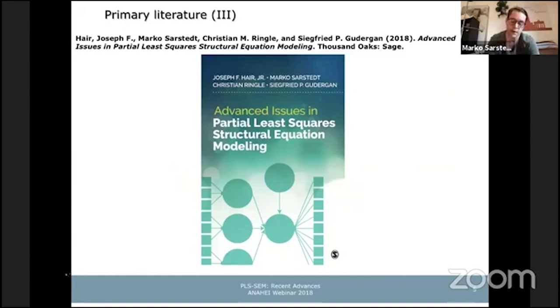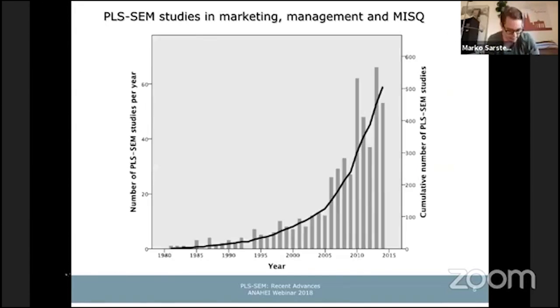As most of you will know, and Faizan already mentioned, PLS has really undergone a rapid development in the last couple of years. This is an overview of the number of PLS studies in the major journals in marketing, management, and in MIS Quarterly, which is probably the flagship journal of the discipline. And you see that the number of PLS studies is really increasing constantly.